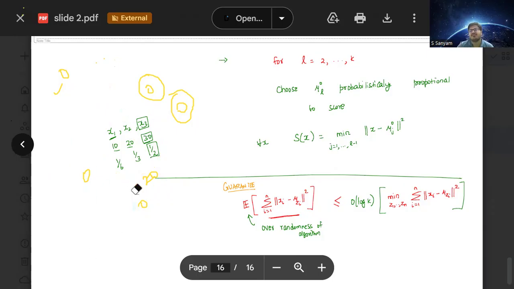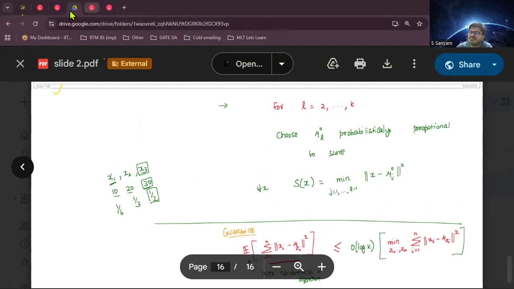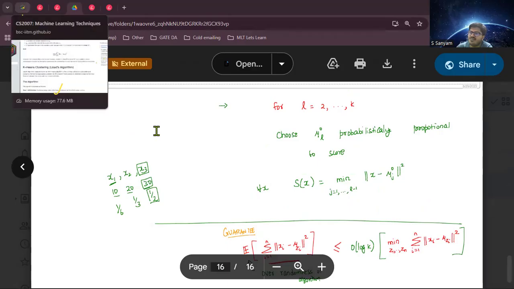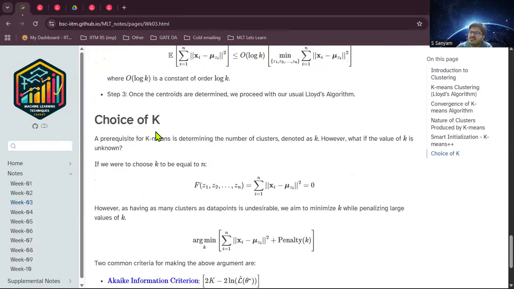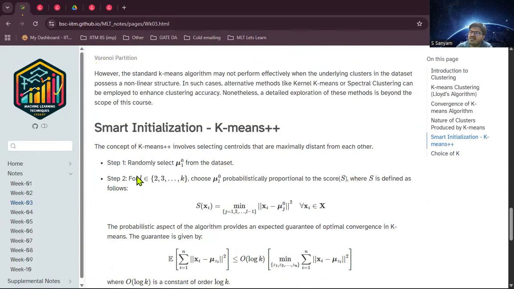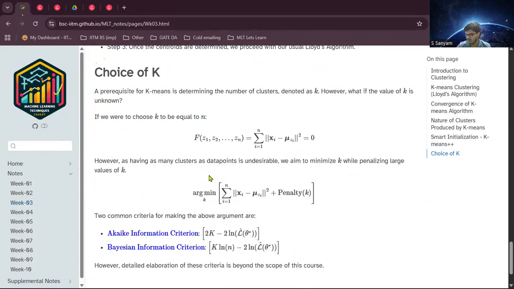Sorry if I have missed something. I think I have not missed. I have tried my level best to explain all this. K-means clustering is smart initialization, K-means plus plus. This is smart initialization.